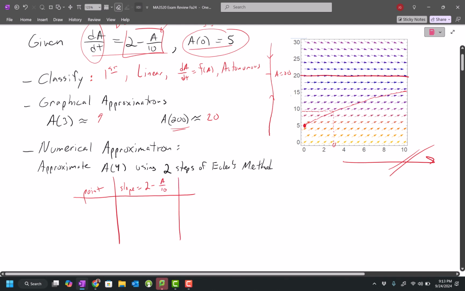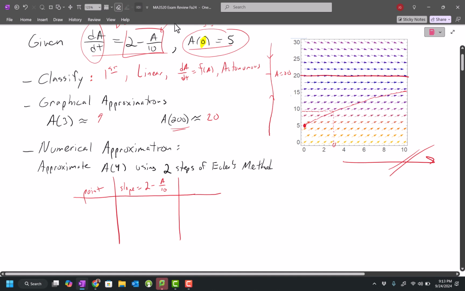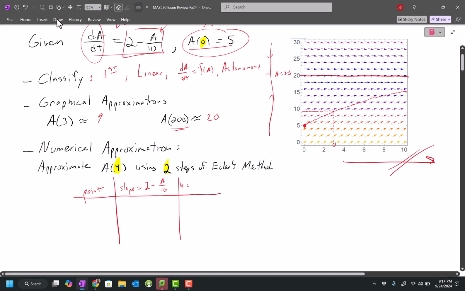Then I'll need a step size. In this case, because I'm starting at t equals 0 and going to t equals 4, I'm traveling a distance of 4 in 2 steps. Therefore, my step size, my h value, my delta t in this case, should be 4 minus 0 over 2, which is going to be a value of 2.